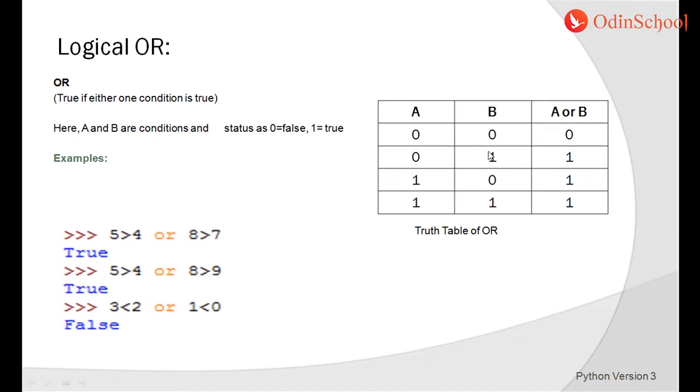Either one condition is true, then it returns a true value. Like here you can see 5 is greater than 4, yes, 8 is greater than 7, yes, so it gives this true value. But here you can see 5 is greater than 4, yes, but 8 is greater than 9, no, it's a 0 value. Then also it gives a true, because 0 1 or 1 0. If any one condition is true, then it gives a true. So when you want to put this kind of condition in your if else or logical expression, at that time you can use this OR.